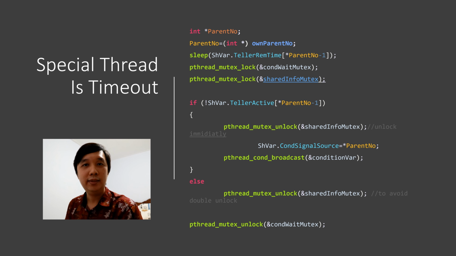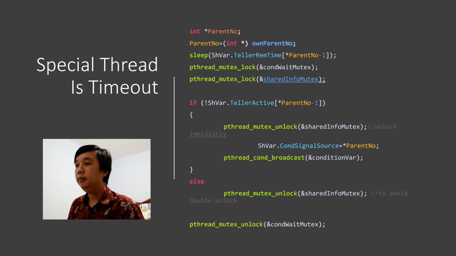The teller threads create another child thread. Let's call it the grandchild thread because it's a child of a child thread. The grandchild thread knows exactly its parent, so it has the parent's number here, and then it will lock the wait. It will lock the shared info. So, okay, everybody freeze, something like that.